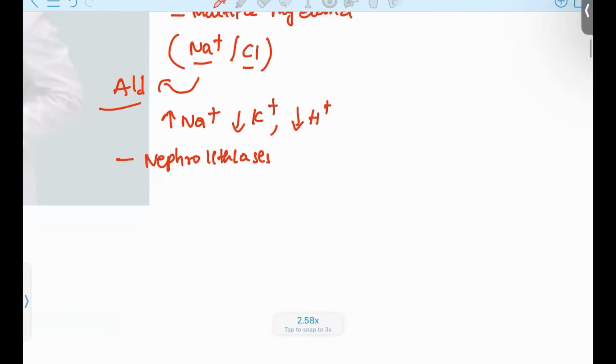What is the treatment for this patient? The treatment is bicarbonate infusion because your H plus ions are being lost. So bicarbonate infusion can be given, or an ENaC channel blocker should be given.